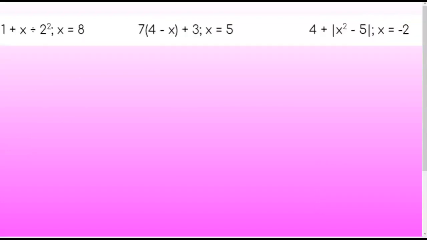Next one. I'm going to take that 8 and I'm going to plug it in over here. So I have 1 plus x divided by 2 squared. Oops, I should have changed that to an 8. I'm going to do my 2 squared first because order of operations tells me to do that. And now I need to divide. So I'm going to have 1 plus 8 divided by 4 gives me 2. 1 plus 2 is 3.